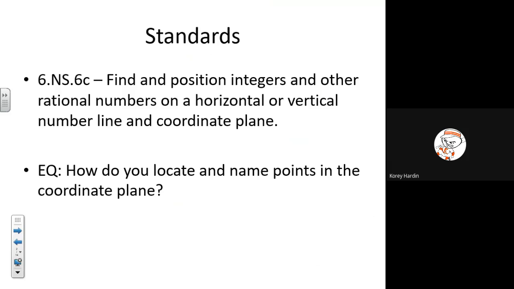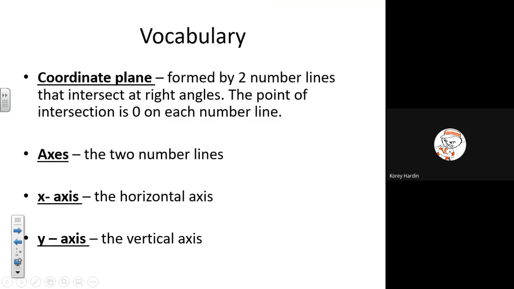The first thing we're going to talk about is how do you locate and name points in the coordinate plane? That's our central question for today. I'm going to warn you, there's a lot of vocabulary terms. So if you'll jot these down, or the ones I tell you to, it's important to take good notes because there's a lot of vocabulary, like what axis is this, things like that. Let's start off with the coordinate plane. So write all of these down on a clean sheet of paper.